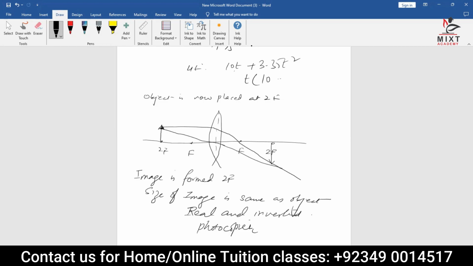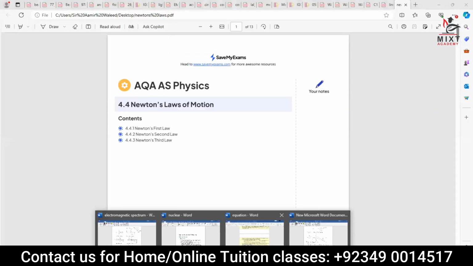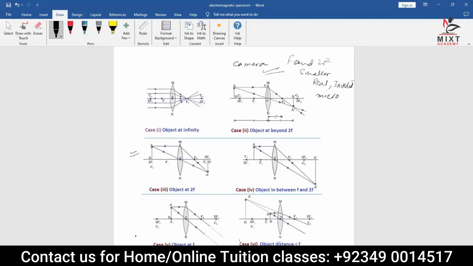Photocopier. Basically, when you place your object like a book which you want to print, you set the lens of the printer in such a way that the book is exactly double the focal length from the lens. So in this way, you will find the object at 2f. It will be like this. Let me show you. This one I'm talking about. This is the image I'm talking about.